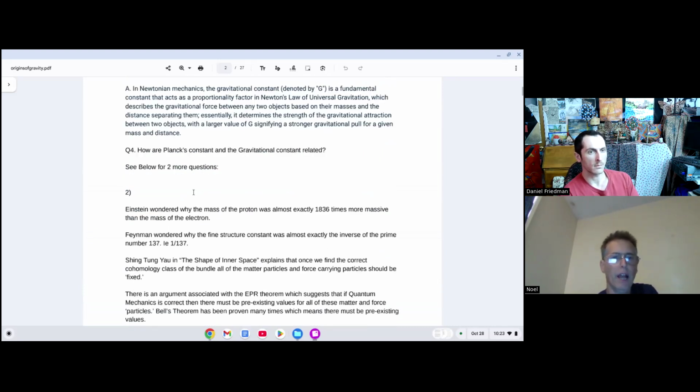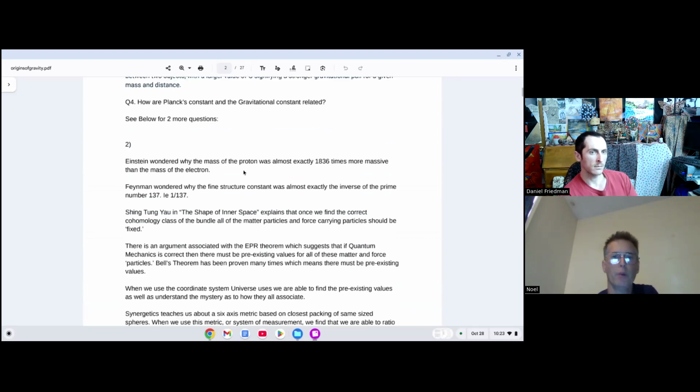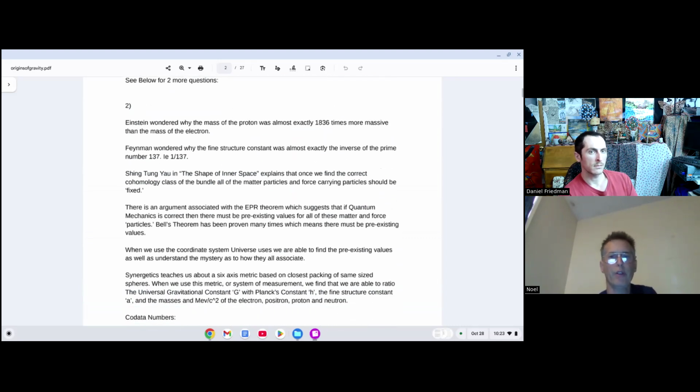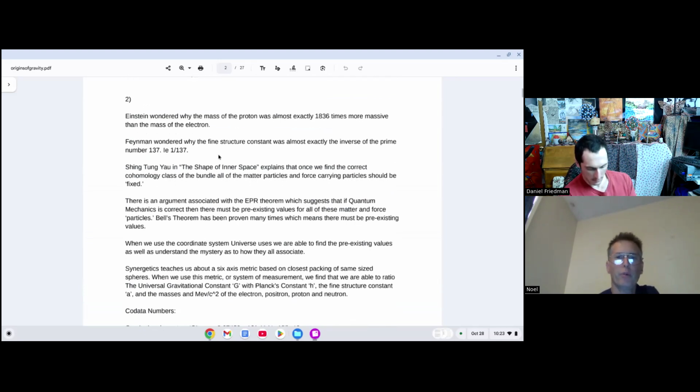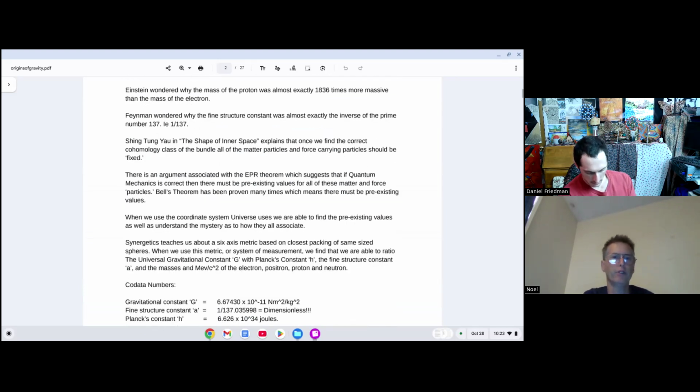So Einstein wondered why the mass of the proton was almost exactly 1836 times more massive than the mass of the electron. It's 1836.152, but so close. Feynman wondered why the fine structure constant was almost exactly the inverse of the prime number 137. That is, it's 137.035.